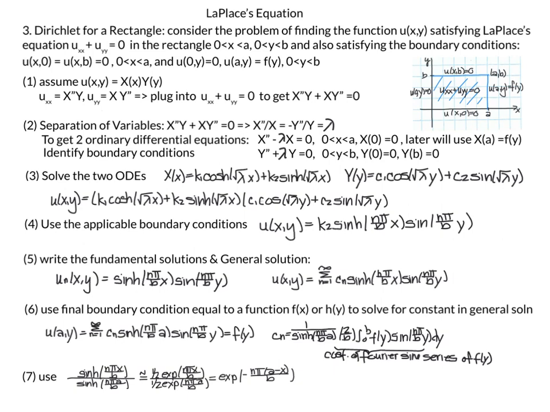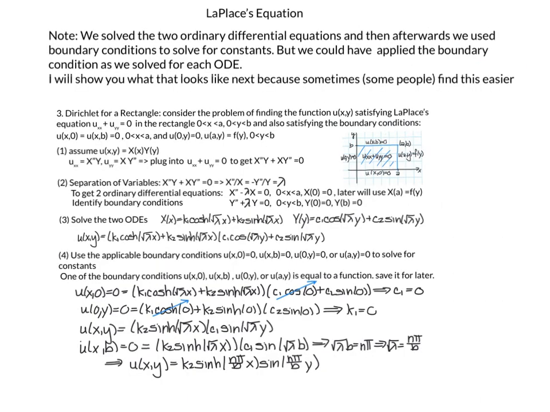I wanted to note that over here we solved the two differential equations, the equation for x and the equation for y, and then we applied all the boundary conditions to our u(x,y). But what we could have done is apply the boundary conditions as we solved each ODE. So we could have solved this and applied the boundary condition, then solved this and applied boundary conditions. I want to show you just what that looks like.